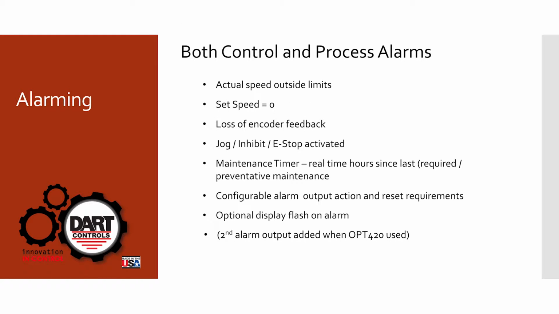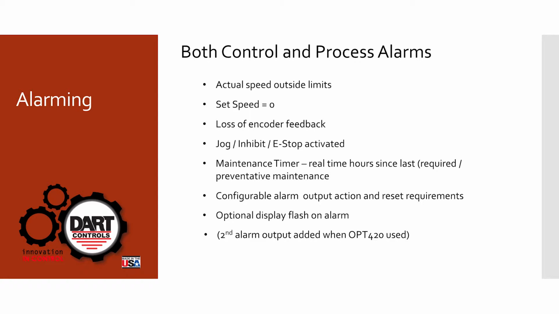So another advanced feature of the ASP is the alarming capability. We can alarm both the actual ASP health and other conditions, as well as process alarms. An example of some of the alarms that we're able to monitor are actual speed outside of limits, set speed equal to 0, a loss of encoder feedback, the jog, inhibit, or e-stop mode is activated. There actually is a maintenance timer in the ASP40 where we can accumulate hours of operation. You can alarm when it's time for preventative maintenance.